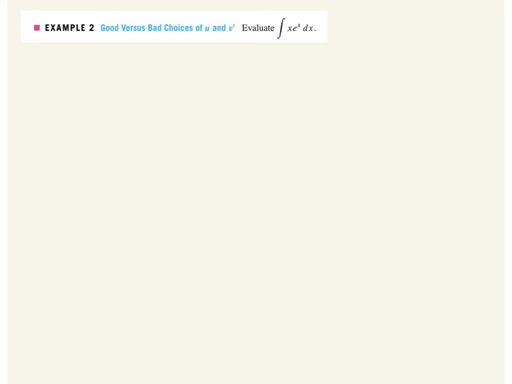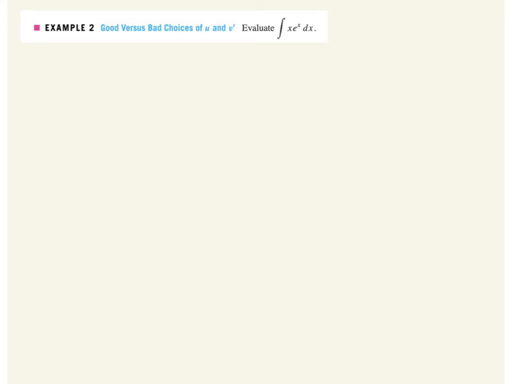Similar to before, if I have an x and I know I need to derive that, unless I have other terms with higher exponents in it, I want my u to be my x, because when I derive that, it goes to a 1. If I picked it the other way around and I had to anti-derive an x, that's going to bring me back to a 1/2 x squared term, which would complicate a problem that doesn't need to be complicated.